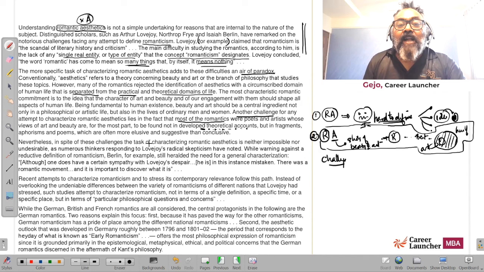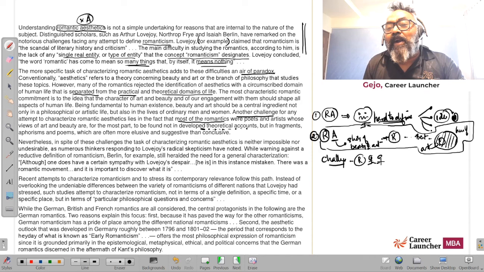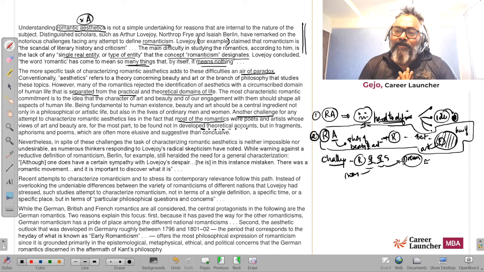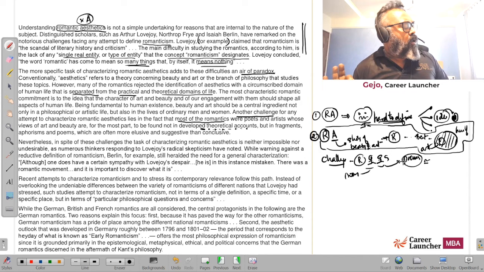Another challenge is, who are these romantics? Most of these romantics did not do a lot of theory. Most of it is poems and stuff. They did not write a book that puts forward theory number one of beauty. Beauty is not skin deep. Beauty is everywhere. They did not do it.